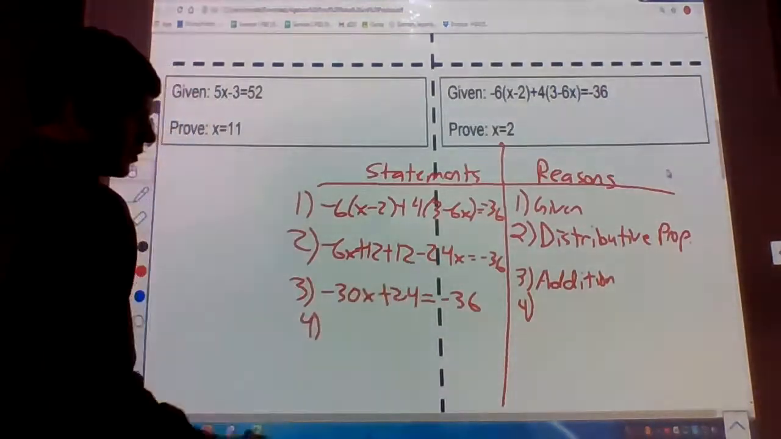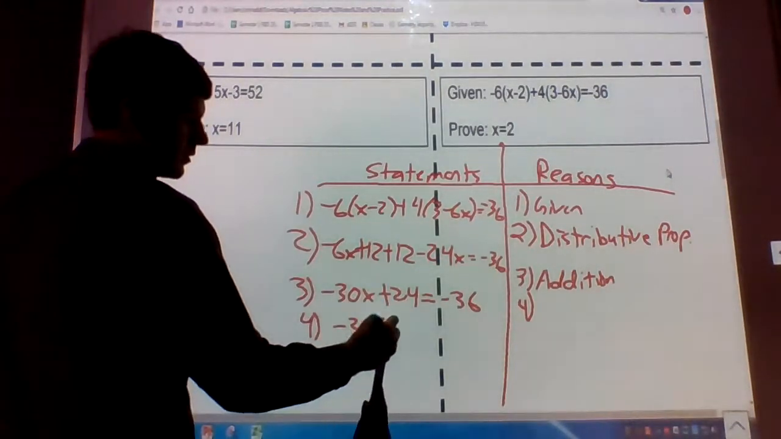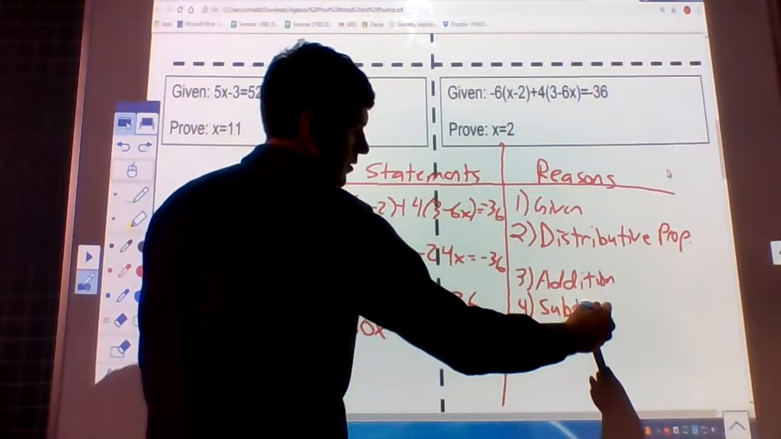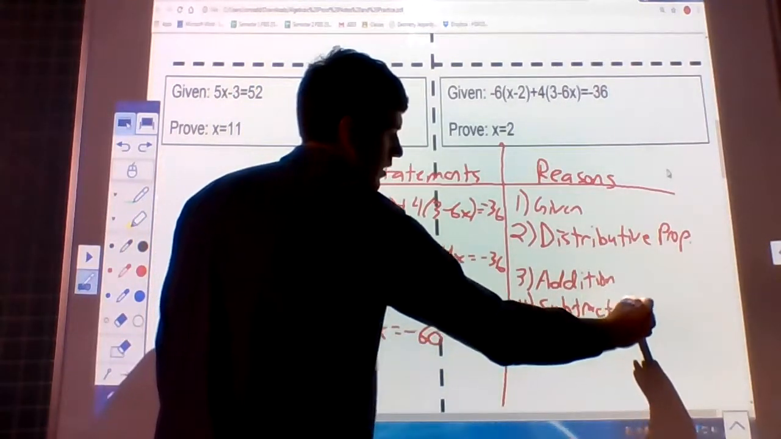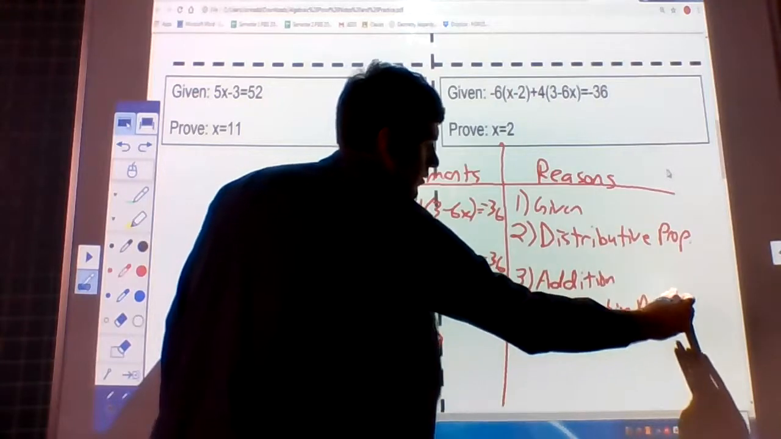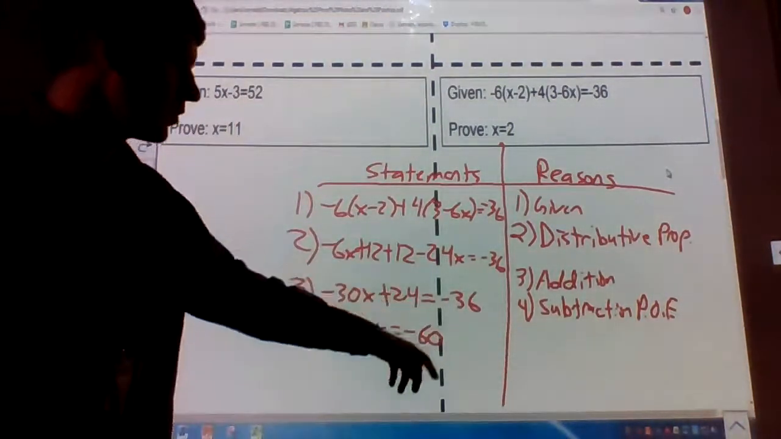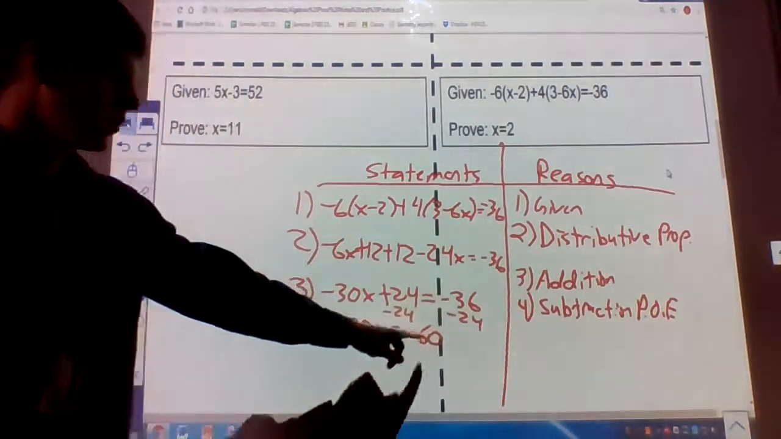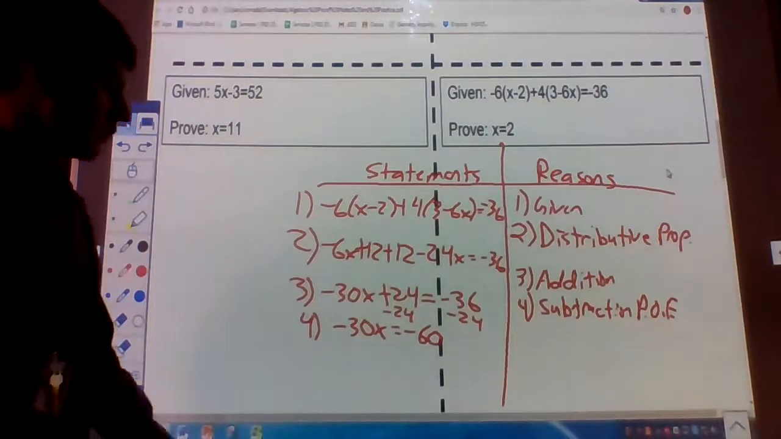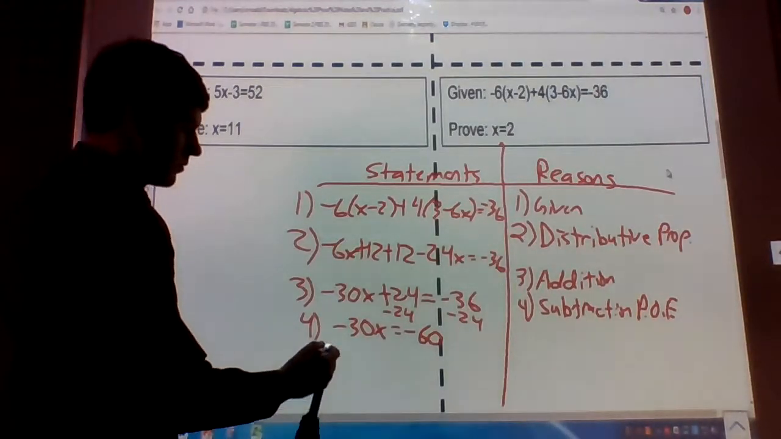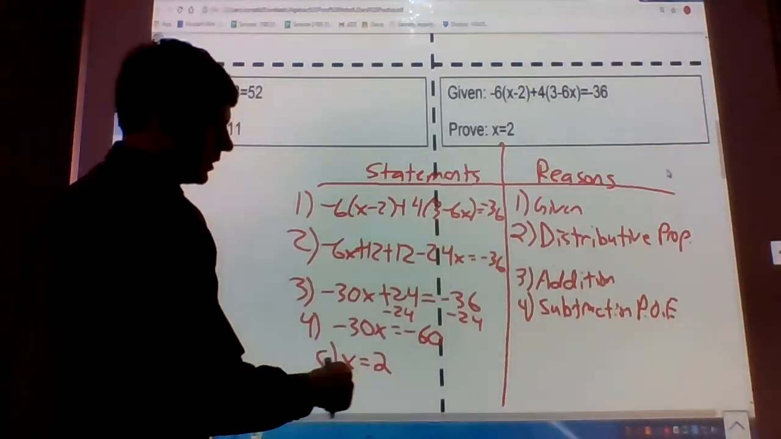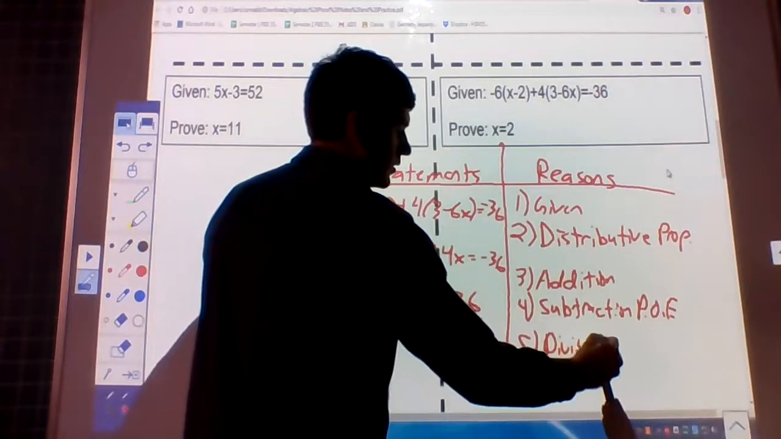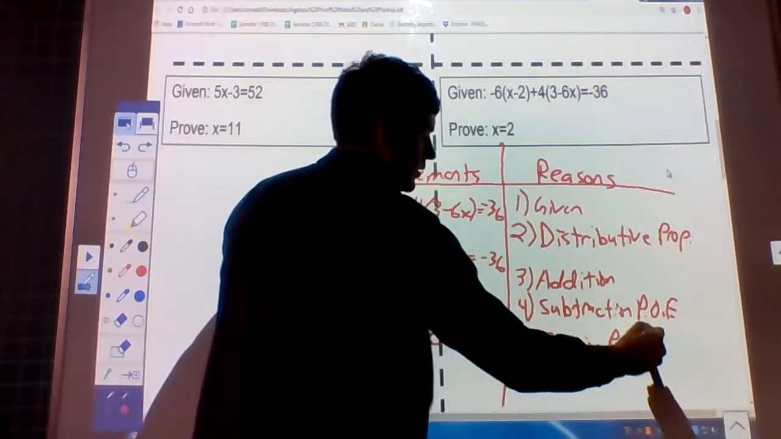We can subtract 24 from both sides, so we get -30x equals -60. That is our subtraction property of equality, because we're doing it to both sides, right? We're going to subtract 24 from both sides. -36 minus 24 is -60. Then if we divide both sides by -30, we're going to get x equals 2. And we get that by using the division property of equality.